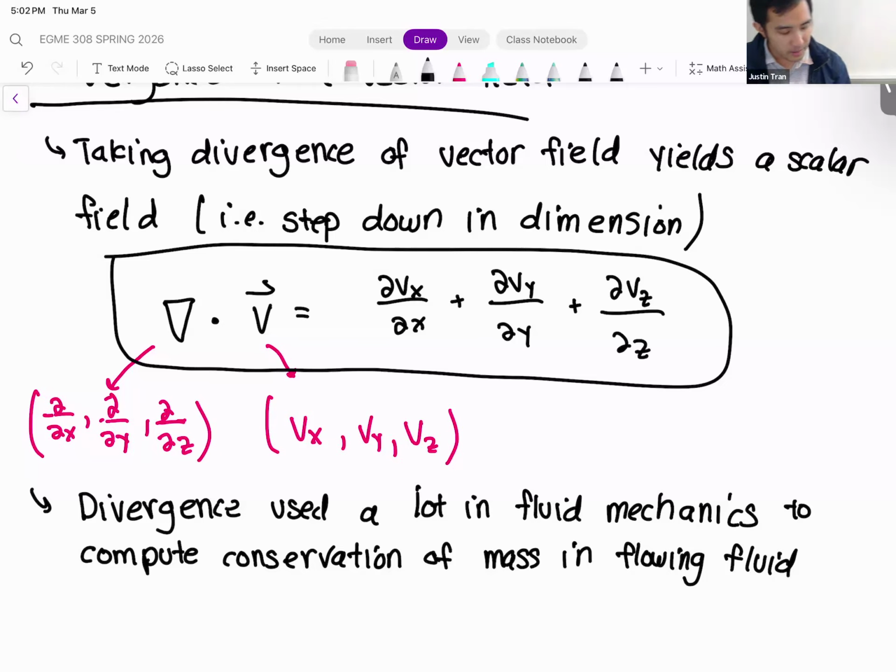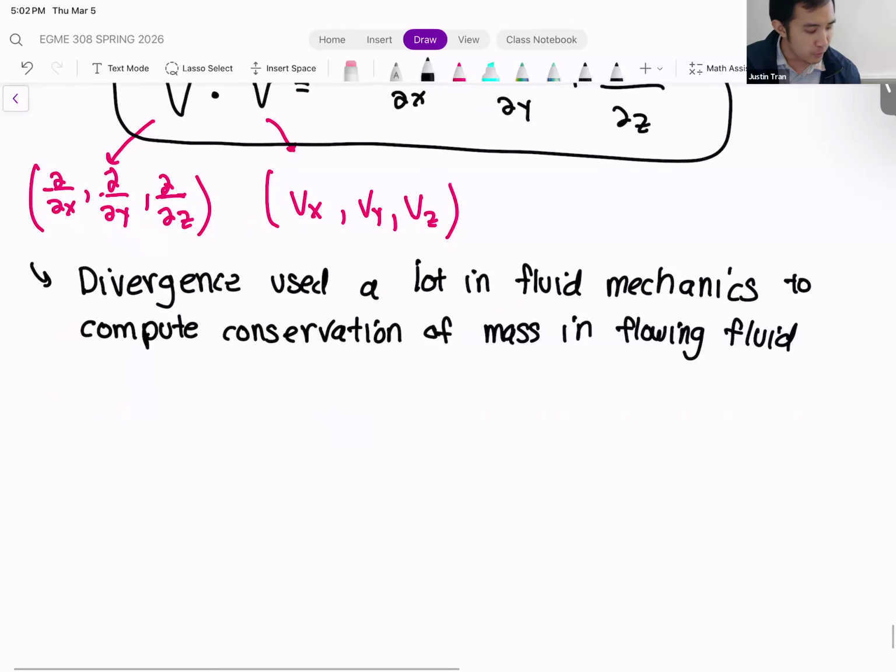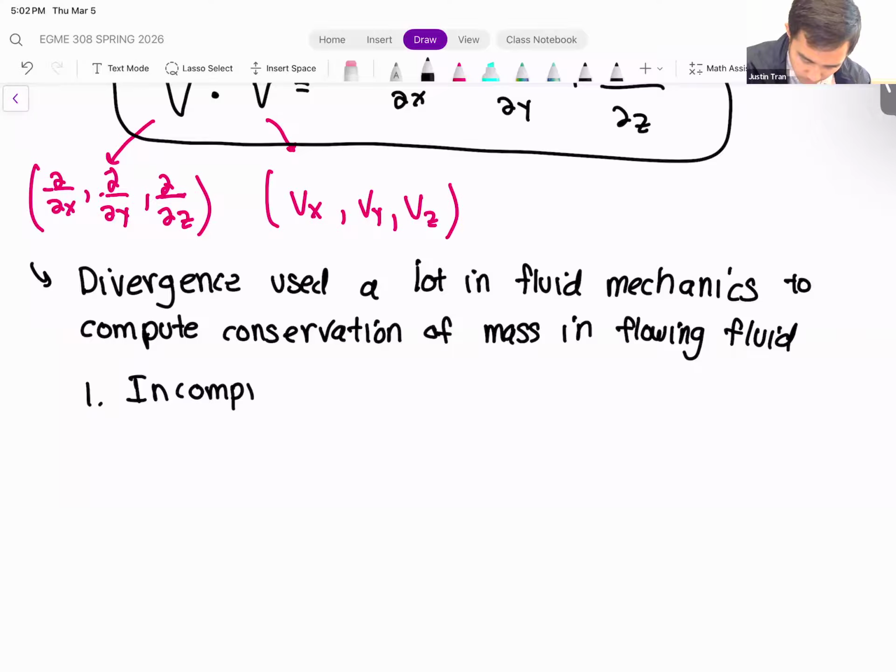Okay, so just a couple of examples. We have different conservation of mass equations for an incompressible fluid and a compressible fluid. First, let's go over the incompressible fluid. An incompressible fluid is basically a fluid where the density is relatively constant. So you're talking about most liquids.